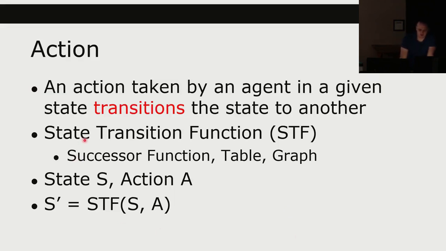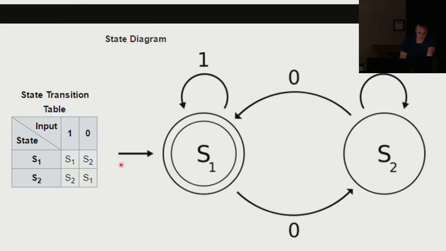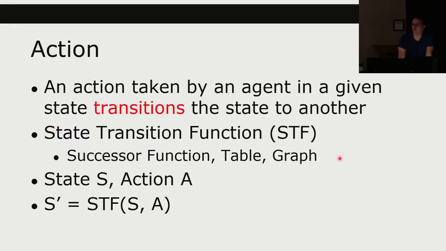And this is done by the state transition function. Call this STF. This is also called a successor function. It could also be a table, as we saw over here. So this state transition function, a function is sort of a superset of table, right? So a table could be how it actually accomplishes the function. It could be a graph, could be any number of different things, but it's an arbitrary function in general.